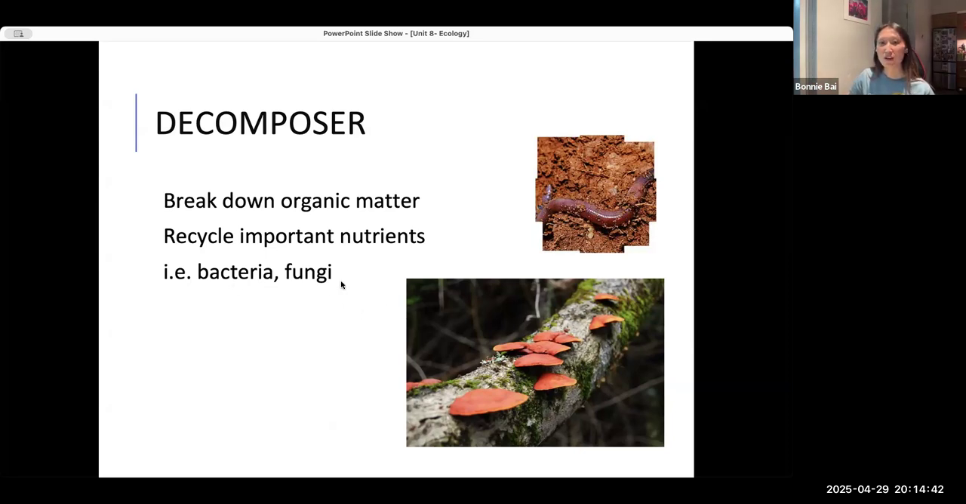Examples would be bacteria, fungi. We see this worm. There's a difference between decomposers and detritivores. Decomposers include all these different types of organisms, whereas detritivores are more like earthworms that take bigger chunks, but not as big of chunks compared to scavengers.